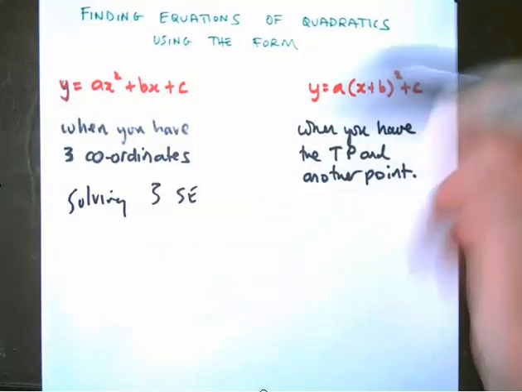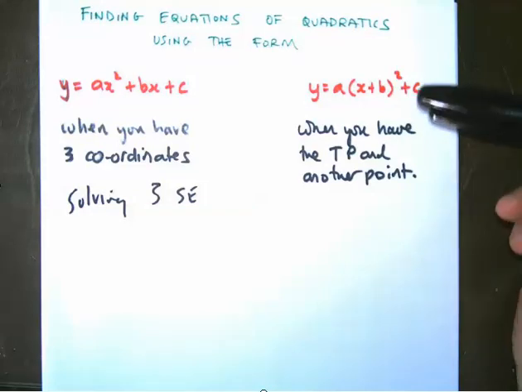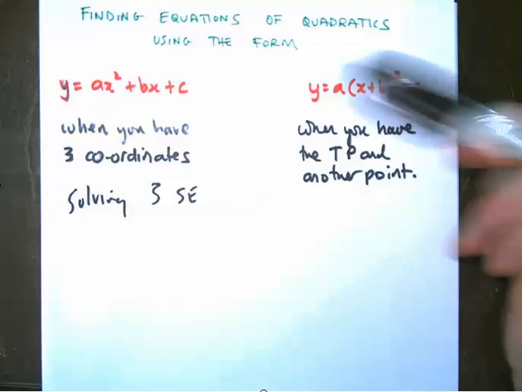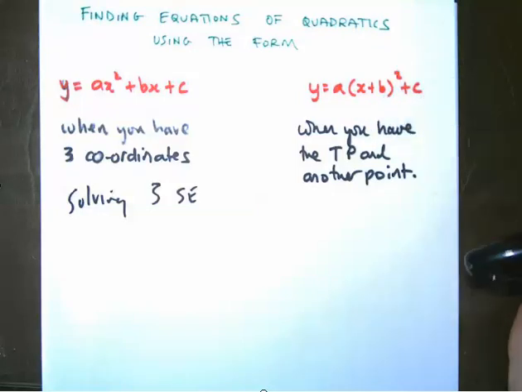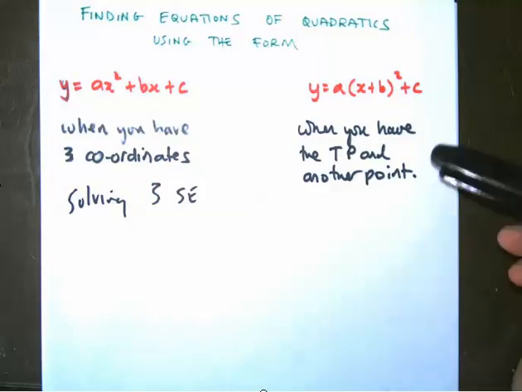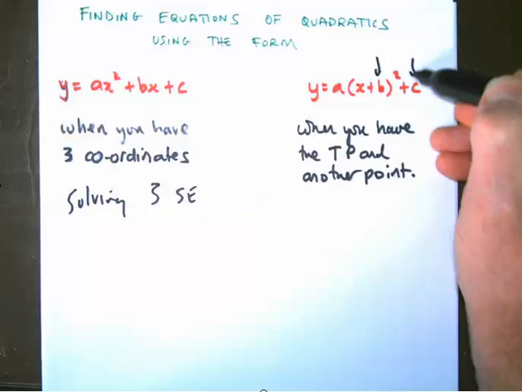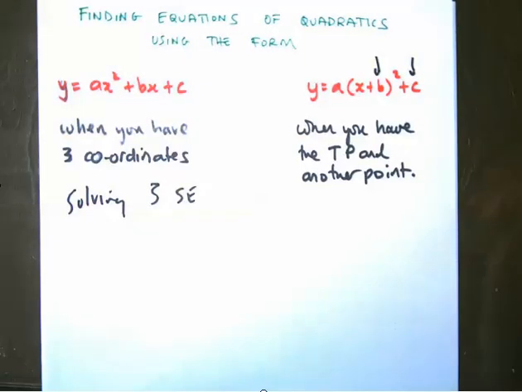The second form is when you have the turning point and another point, and you can use the turning point form, y equals a(x plus b) squared plus c. In both situations you need three pieces of information. To solve a quadratic you need three pieces of information. Either three separate coordinates, or alternatively, the turning point gives you b and c, so the turning point actually provides two pieces of information, and then a can be solved by using the third piece of information that you're given.